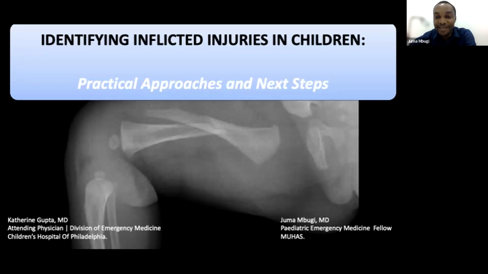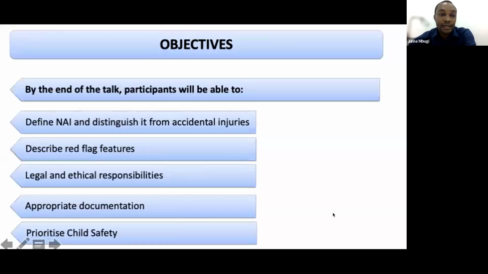And we have the objectives for our talk. We expect that by the end of our talk, every participant will be able to define non-accidental injury and probably distinguish it from accidental injuries. And again, describe the risks and the red flag features, both on history and physical examination. And at the end of our talk, we expect participants to have knowledge on the legal and ethical responsibilities, appropriate documentation, and the major goal is to prioritize child safety.